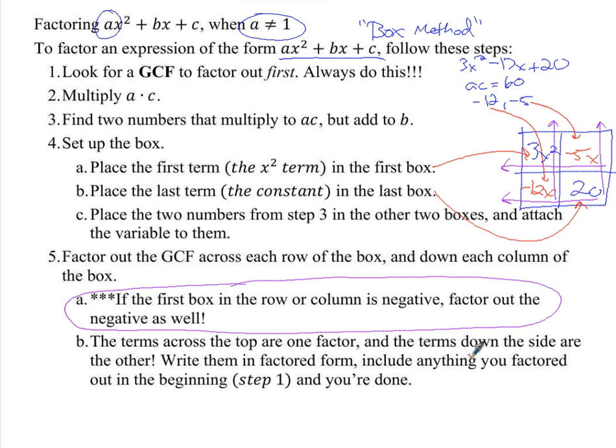Finally, in part B, number 5b, the terms across the top and the terms across the side are your factors. So you'll be able to take those factors and write them like a FOIL problem. If you have a GCF from the beginning, then that GCF will be included right here in the front. And that's it, okay? The more you do problems like this, the faster you'll become, to the point where you could probably solve one of these problems in about 15, 20 seconds.